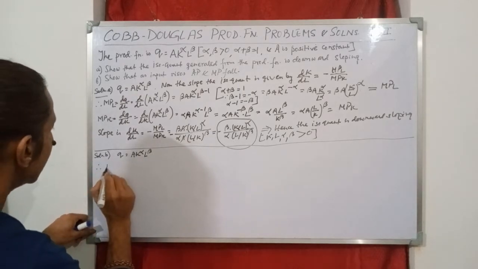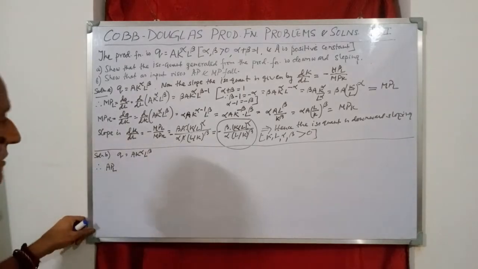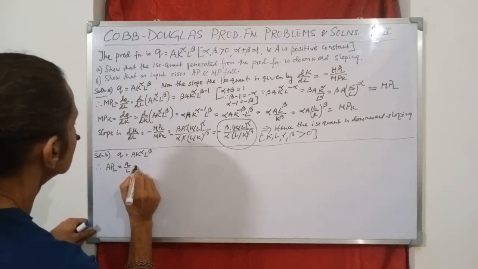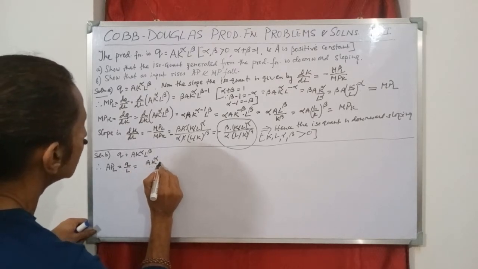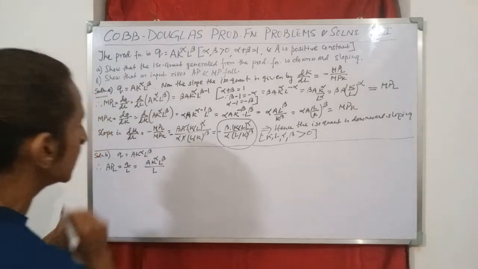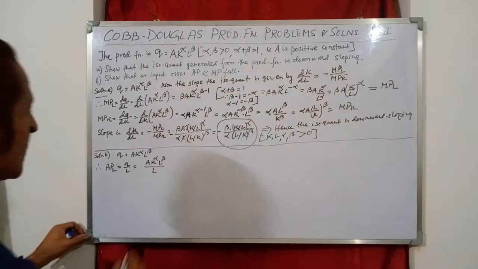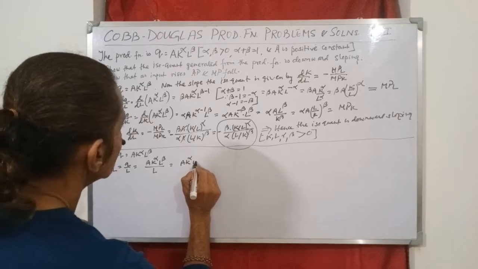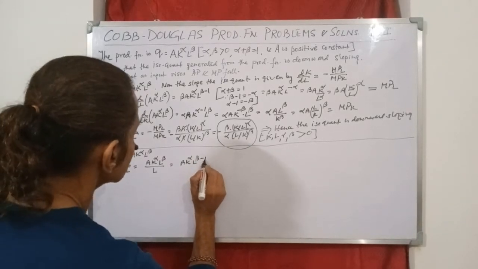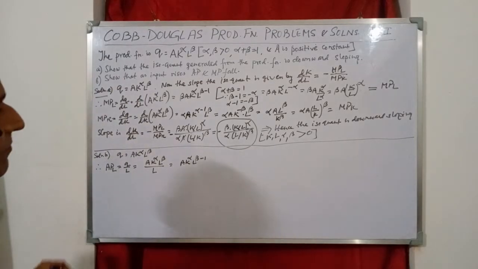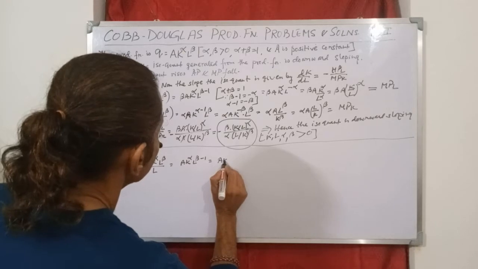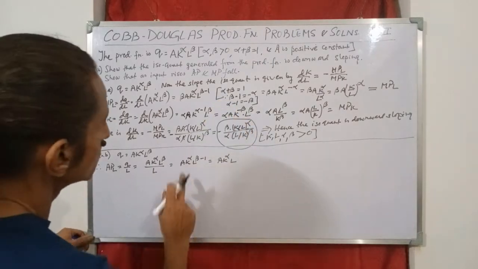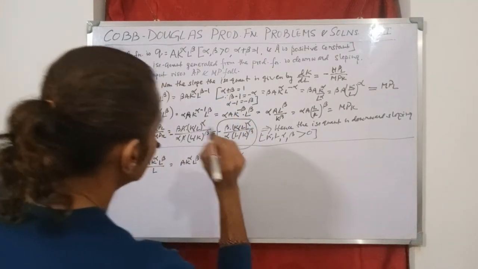Therefore, APL, that is average product of L, average productivity of L, equals Q by L equals A K to the power alpha L to the power beta divided by L, equals A K to the power alpha L to the power beta minus 1, right, equals A K to the power alpha L to the power minus alpha, because beta minus 1 is minus alpha.